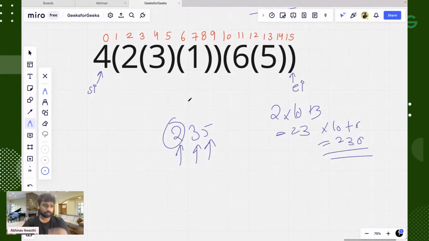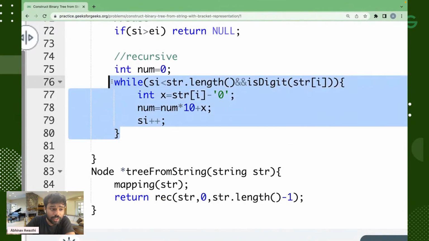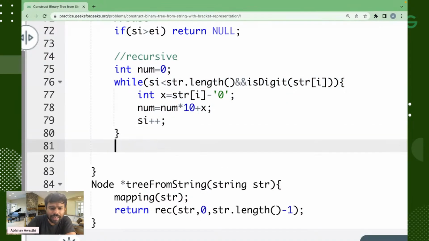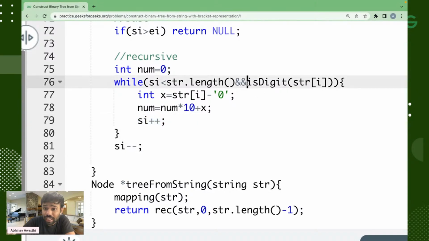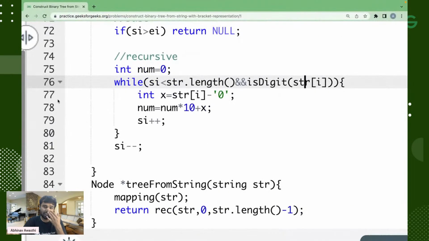Now, guys, what we have here is basically the root value. This is the root. Using this root, we will also have a si minus minus here, because at the last we have reached a character which is not a digit. So we have to go back again. When we go to the opening bracket, which is not a digit, we go back, so that we have just iterated till the digit only. Now, guys, the current number which we have is nothing but the root.